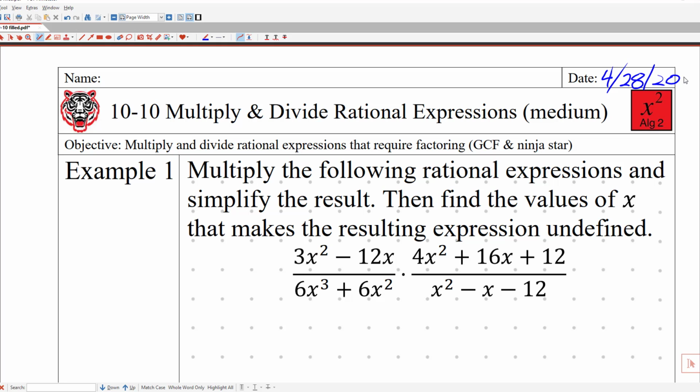Our objective today is to multiply and divide rational expressions, again, just like 10-9, but now they're going to require some factoring. And all I'm going up to today is GCF and Ninja Star, no advanced Ninja Star today.